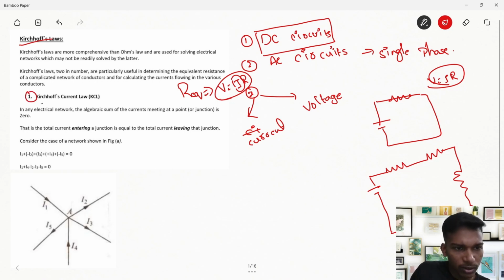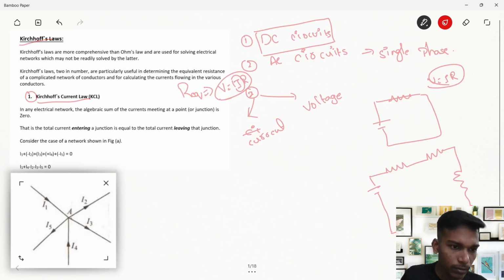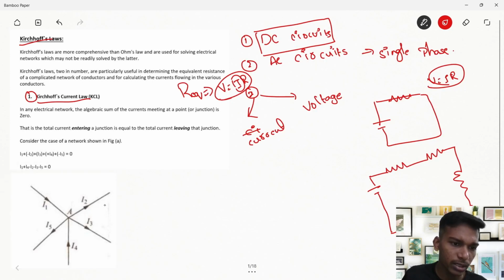The first one is Kirchhoff's current law. It states that in any electrical network, the algebraic sum of currents meeting at a point is zero. In the sense, the total current entering a junction is equal to the total current leaving the junction. Just consider this as a junction.